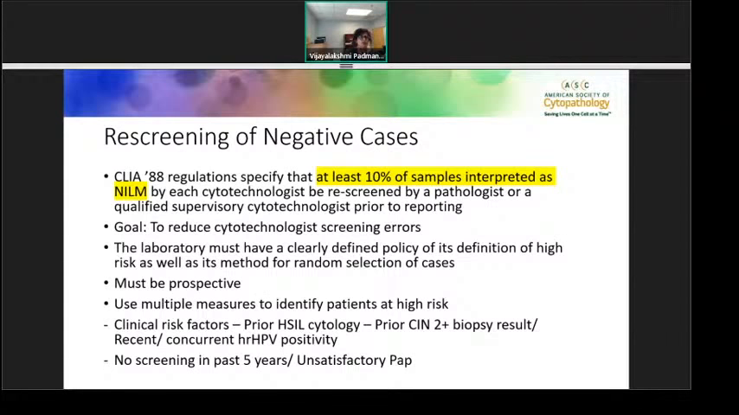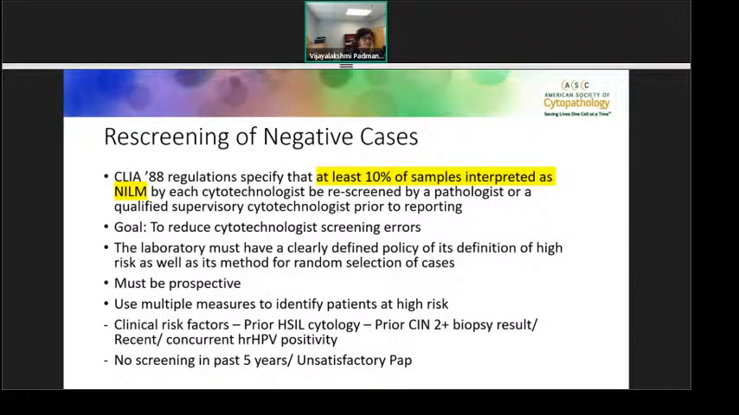So when you look at rescreening of negative cases, at least 10% interpreted as NILM by each cytotechnologist has to be rescreened. And this has to be done prospectively. Clearly, the person who screened it initially cannot be the person who's rescreening it. The whole goal is to reduce any type of screening error. And we also need to have a very well-defined definition of what we consider high risk.